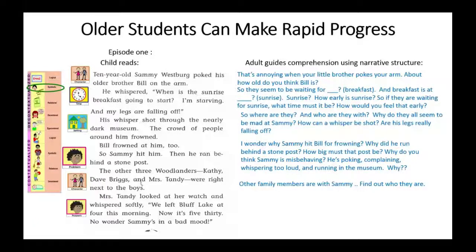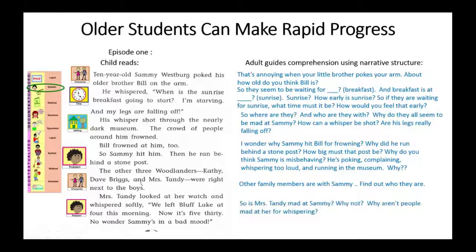And then finally, more of the problem is discussed, or the problem is discussed more completely. "Mrs. Tandy looked at her watch and she whispered softly, 'We left Bluff Lake at 4 this morning. Now it's 5:30. No wonder Sammy's in a bad mood.'" So again, the emotional response. She's not mad at Sammy. She's feeling empathy for Sammy, and that dictates how she actually behaves.